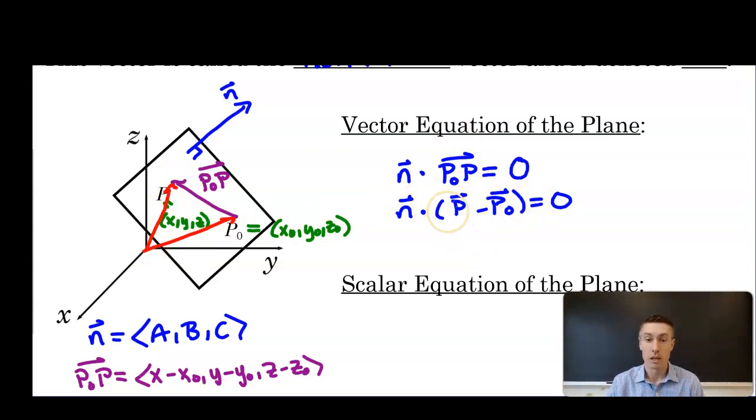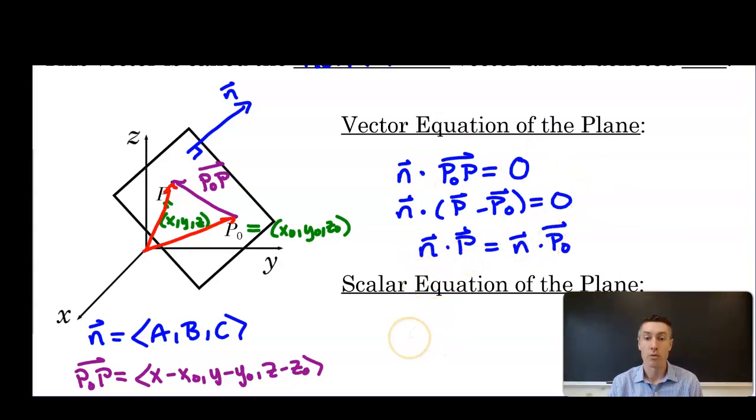And that's nice because we can distribute out the dot product. And that would say that n dot p is equal to n dot p naught. So another way to think of this is if we take the normal vector and dot it with vector p, we should get the same thing as dotting the normal vector with vector p naught. This is great to get an intuitive sense of writing the equation of a plane, but for practical purposes, it's not going to be easy for us to use.